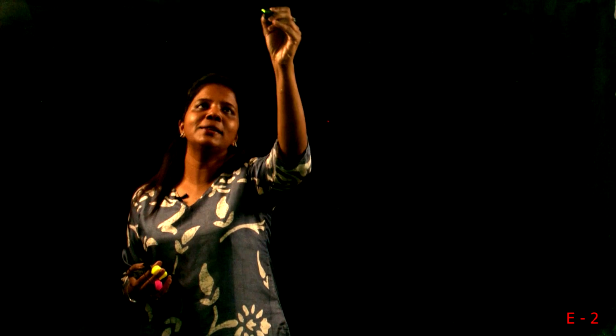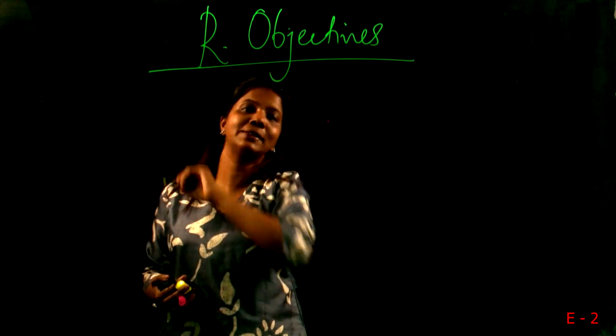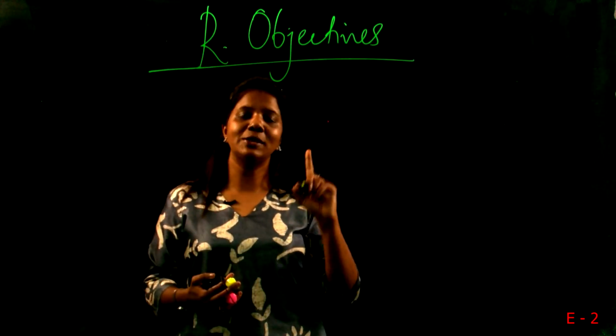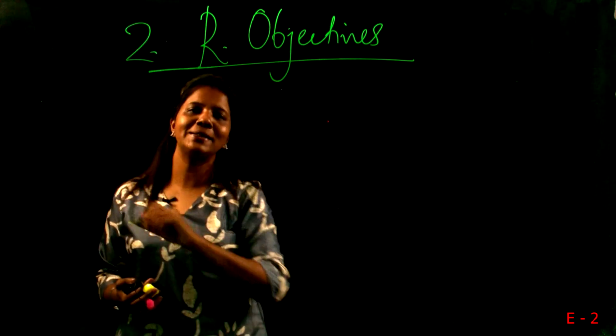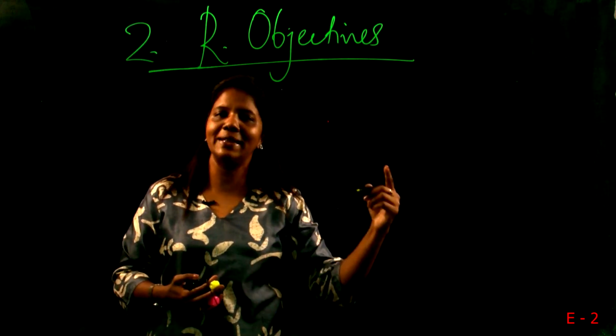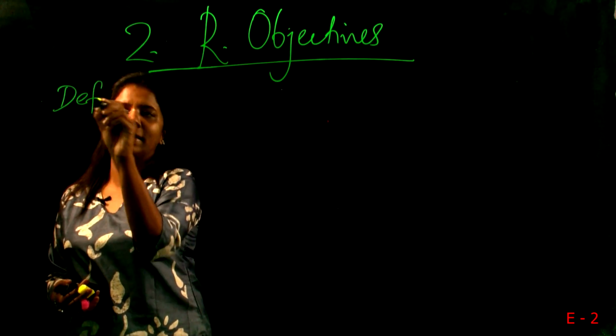So the topic is about research objectives. The last time the topic was the research problem statement, which was one of the initial steps in the research process. Today we are going to discuss the second topic, research objectives and their criteria. So how do we define a research objective?